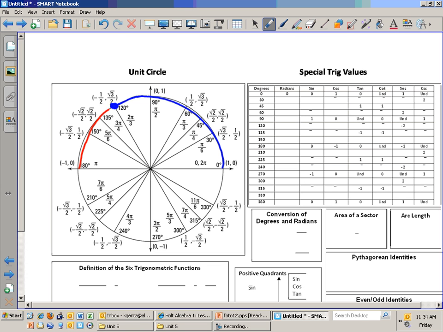1/3 pi. The distance between pi and 2/3 pi is 1/3 pi. You may also think of it by saying, what angle do I have left over there? I have a 60-degree angle, which is pi over 3, 1/3 pi.